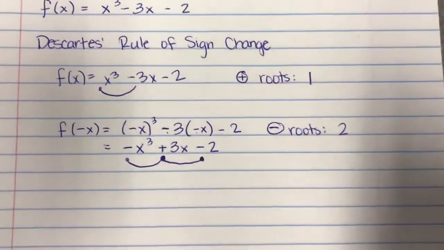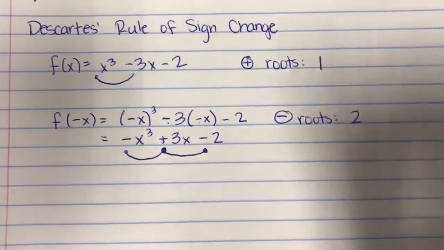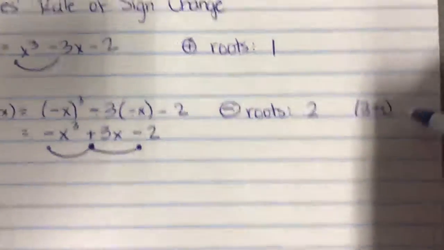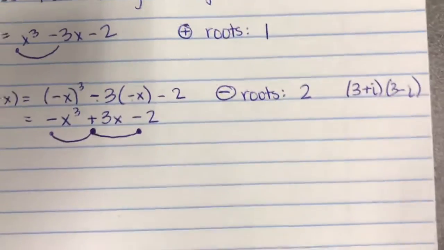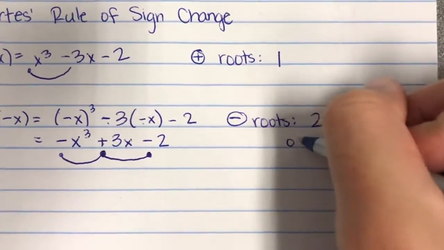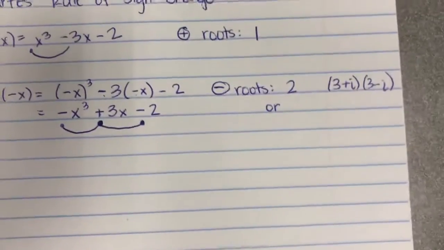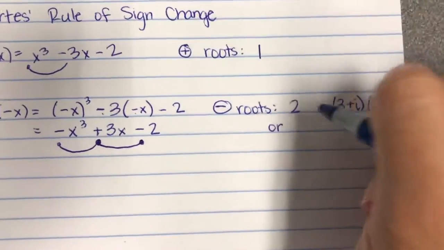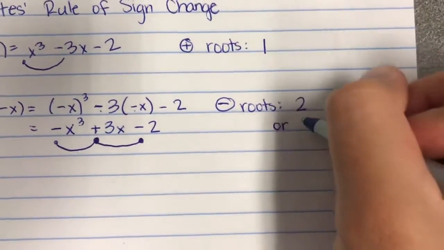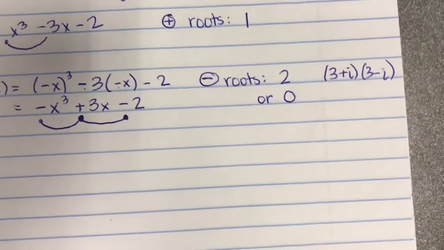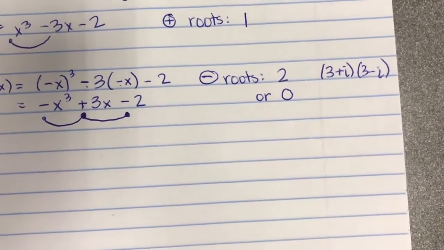Now there was a problem with this because of conjugate pairs. Remember that if I have a 3 plus i, I need a 3 minus i to cancel them out. So that means if I have 2 negative roots, but one of those happens to be an imaginary root, then that means it has to have a partner. So there might not be any negative roots if I end up having some imaginary ones. So we've got to watch out for those.